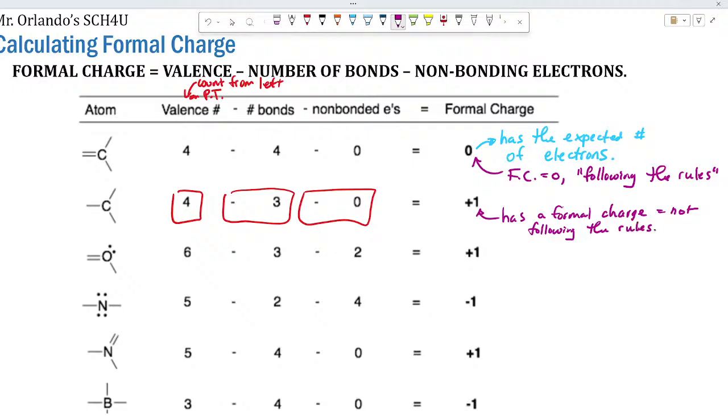Now, to be clear, what this isn't is plus 2, because this is 2 away from having a full shell, right? But that's not what formal charge is, right? Formal charge is telling you how far away from the expected number of electrons it has. We expect carbon to have 4 electrons and make 4 bonds. 4 of its own, make 4 bonds. In this configuration, it's only making 3 bonds, right? So it is 1 away from the expected outcome. Does that make sense? 1 away from the expected outcome, yeah.